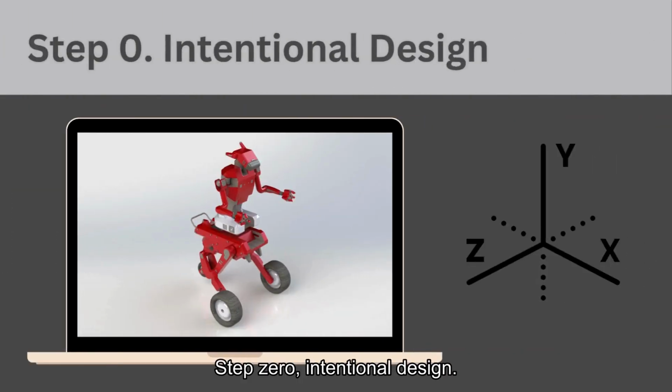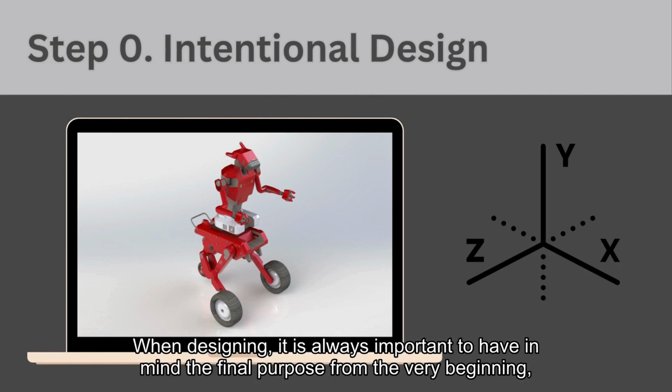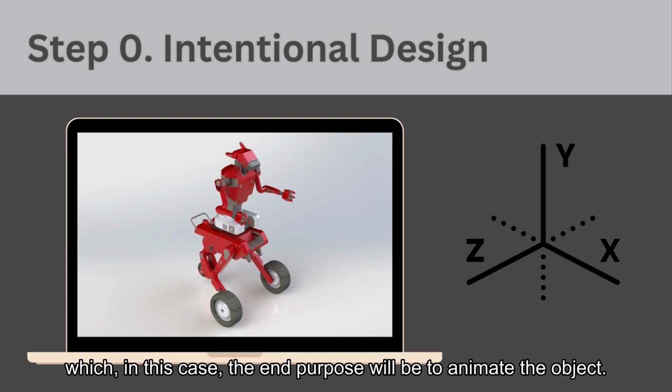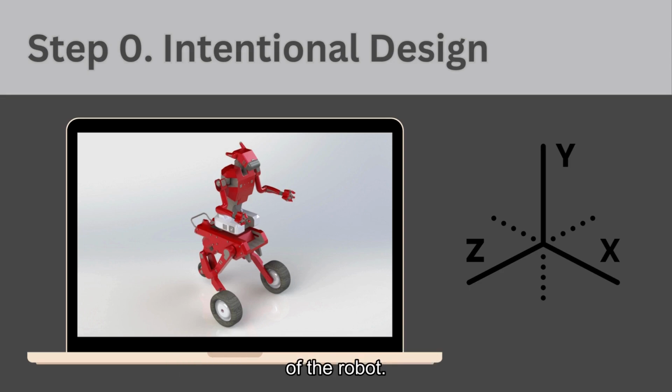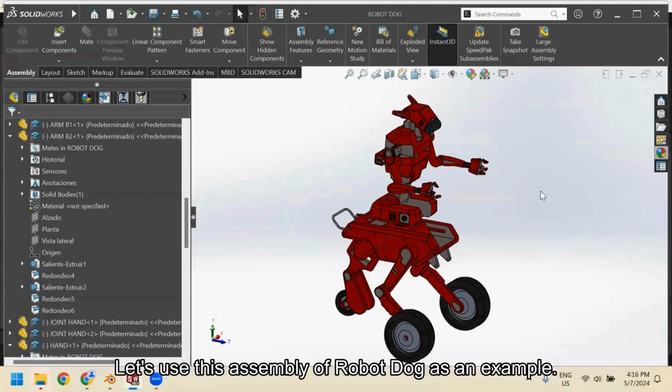Step 0. Intentional design. When designing, it is always important to have in mind the final purpose from the very beginning, which in this case, the end purpose will be to animate the object. That's why we should start designing each part, taking into account the final mobility of the robot. Let's use this assembly of robot dog as an example.